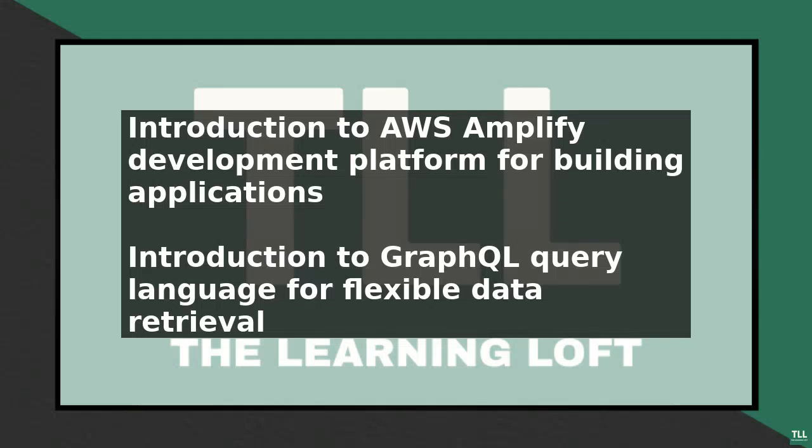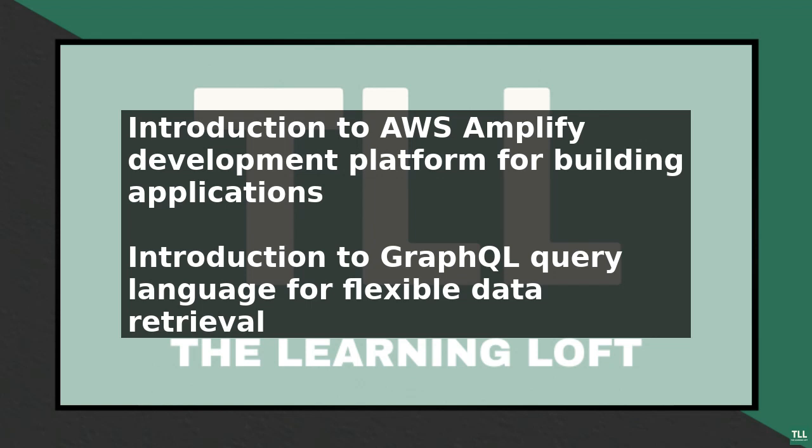Welcome to this comprehensive guide on how to use AWS Amplify GraphQL API. AWS Amplify is a development platform that helps you build, deploy, and manage scalable mobile and web applications. GraphQL is a query language for APIs that allows for more flexible and efficient data retrieval.